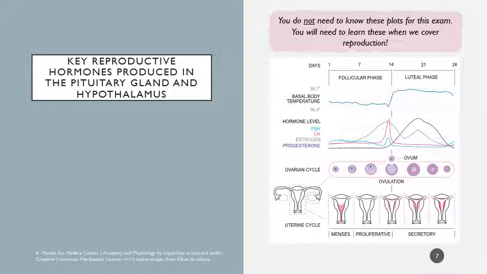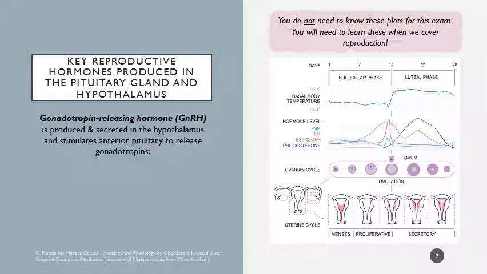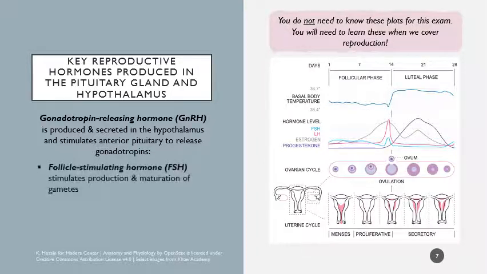So right now, when we're thinking about the hormones that are coming specifically from the brain, the ones that we're thinking about are GnRH, which stands for gonadotropin releasing hormone. Again, these sound super fancy, but this is just a hormone that causes gonadotropins to be released. So GnRH is produced and secreted in the hypothalamus. It acts on the cells of the anterior pituitary to release gonadotropins. So the two main gonadotropins are follicle stimulating hormone, or FSH. That is responsible for stimulating the production and maturation of gametes.